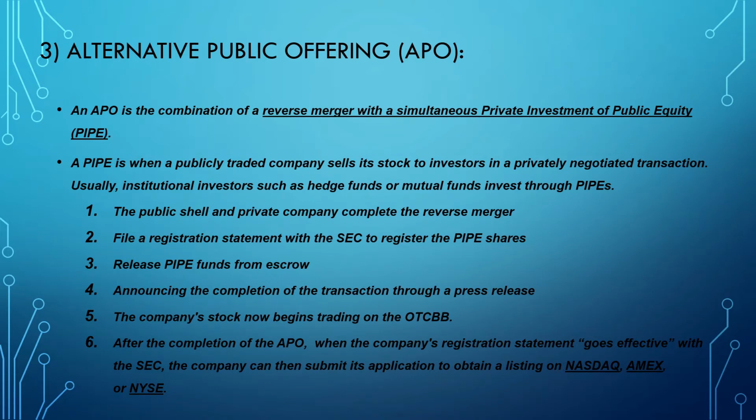Now, an alternative public offering is completed and the company's stock begins trading on the OTC bulletin board. However, after the completion of the APO, when the company's registration statement goes effective with the SEC, the company can submit its application to obtain a listing on NASDAQ, Amex, or New York Stock Exchange.